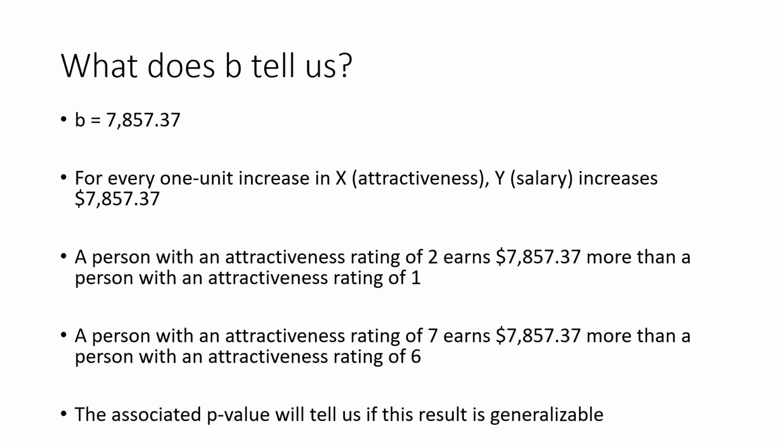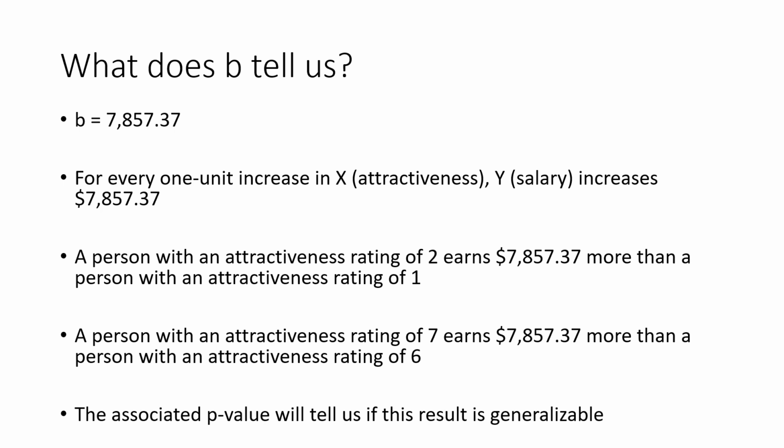So our B is 7,857.37. So that actually is in the form of dollars, right? So what we're saying here with this particular B coefficient is that for every 1 unit increase in x, which is our attractiveness, that is to say from 1 to 2, from 2 to 3, 3 to 4, 4 to 5, 5 to 6, and 6 to 7, we see a y increase, a salary increase of $7,857.37. So this holds at all intervals within x.